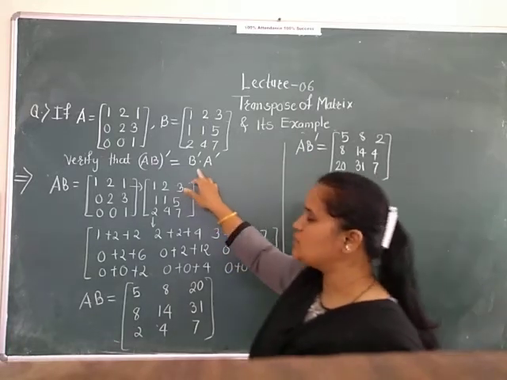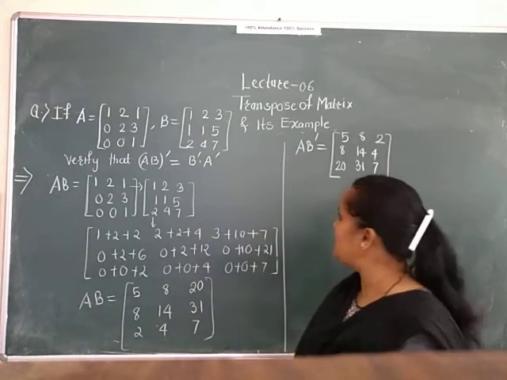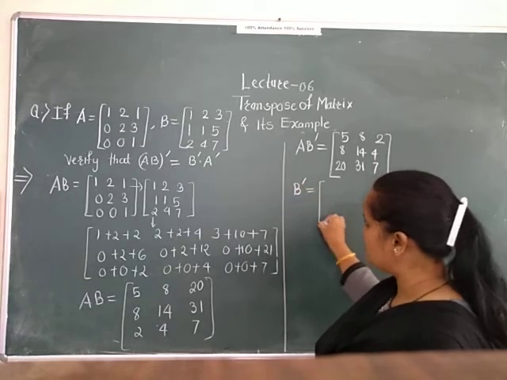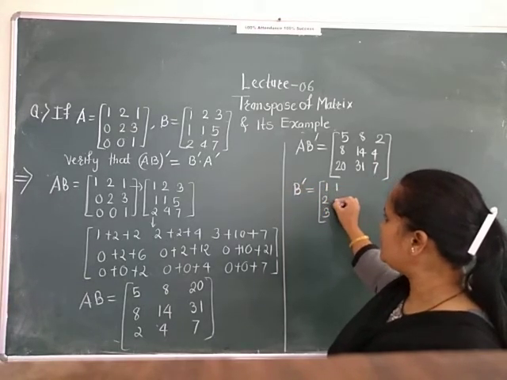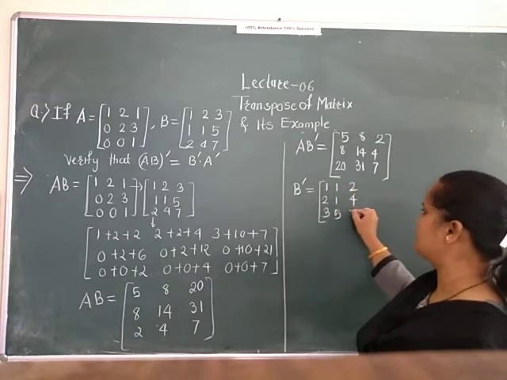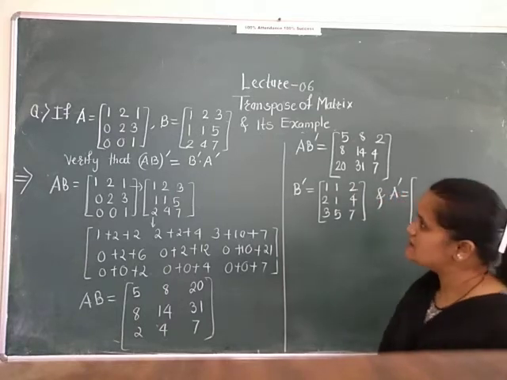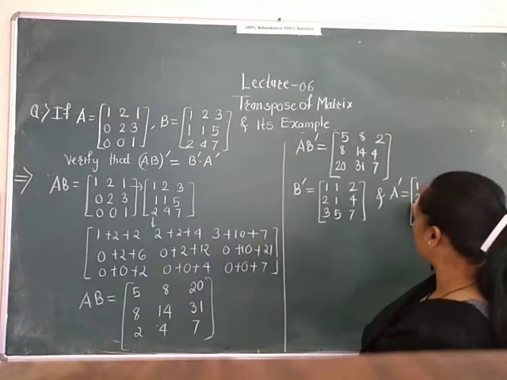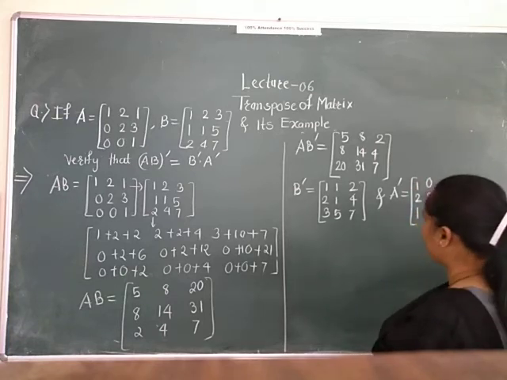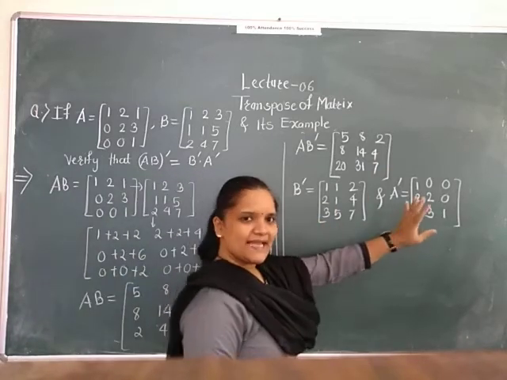Then we will come to the second part, RHS. In RHS we have to find B dash into A dash. So first of all, we will find B dash. B dash is equal to 1, 2, 3, 1, 1, 5, then 2, 4, 7. And A dash is the first matrix transposed: 1, 2, 1, 0, 2, 3, 0, 0, 1. So we have done up to this B dash and A dash.